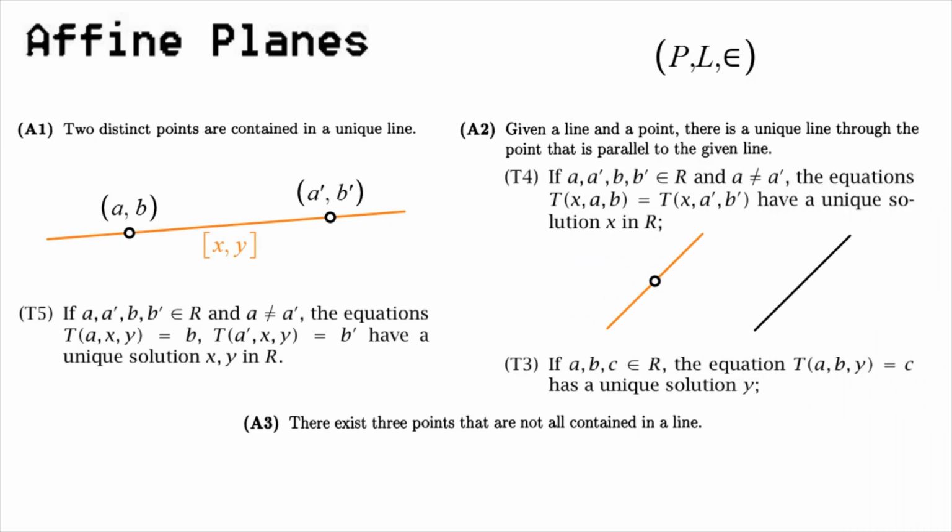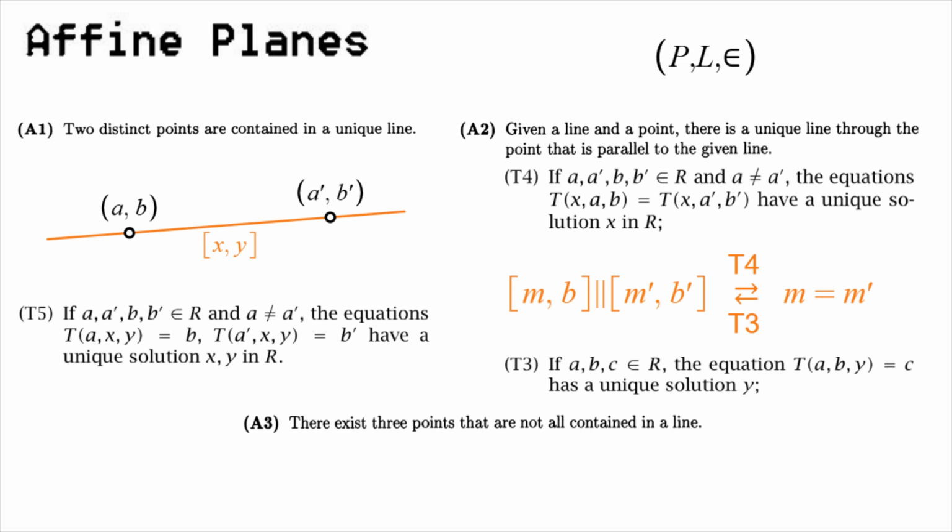In incidence terms, the third axiom says that given a point (C, A) and a line [B, X], there's a unique line [B, Y] through (C, A). The fourth says that given lines [A, B] and [A', B'], whose slopes differ, there's a unique point (X, T of (X, A, B)) which lies on both. The latter tells us that if two lines have different slopes, then they aren't parallel, and the former tells us that if two lines have the same slope, then they are parallel.